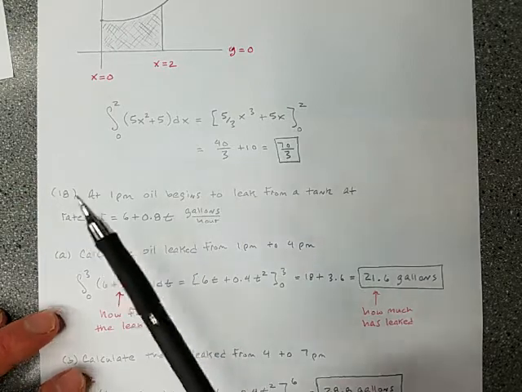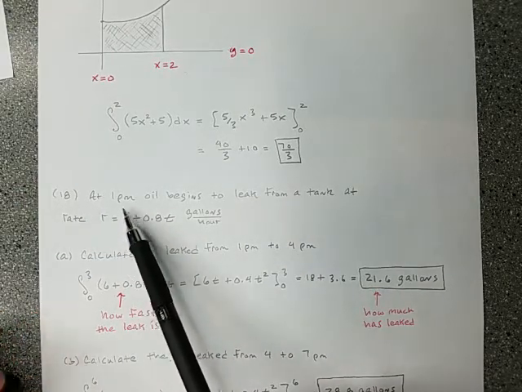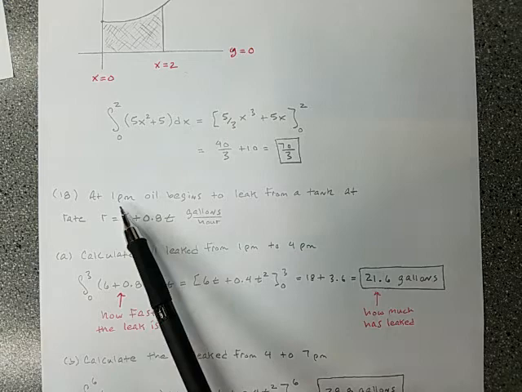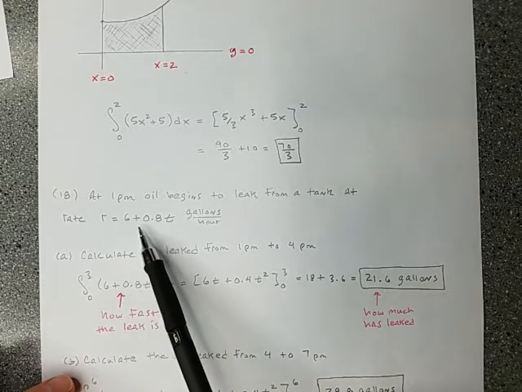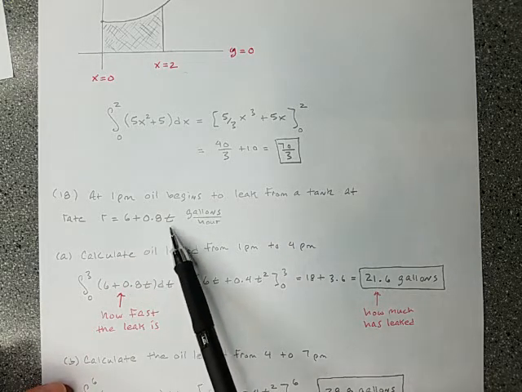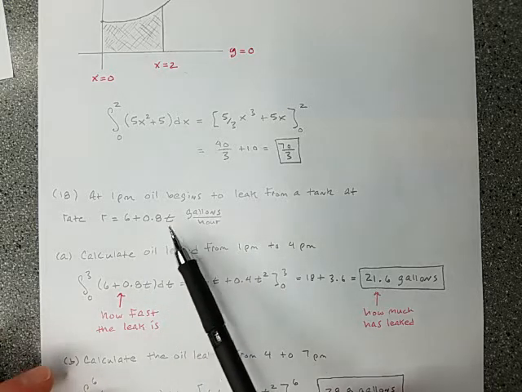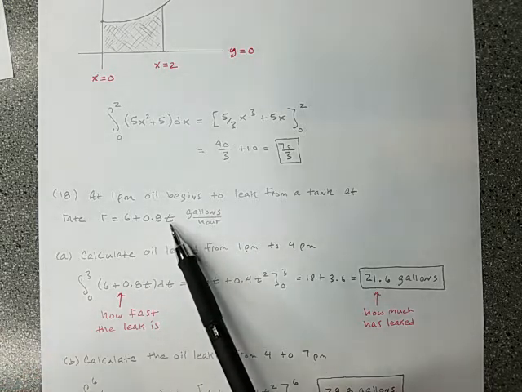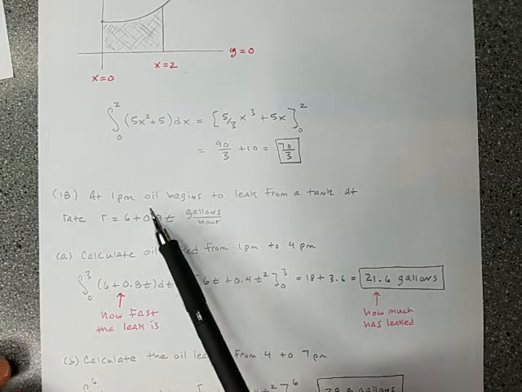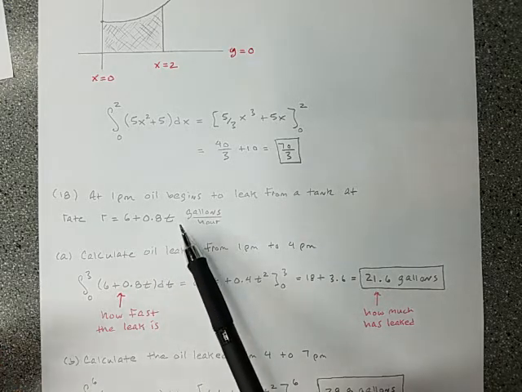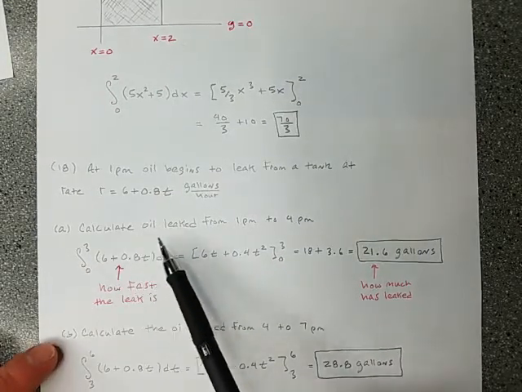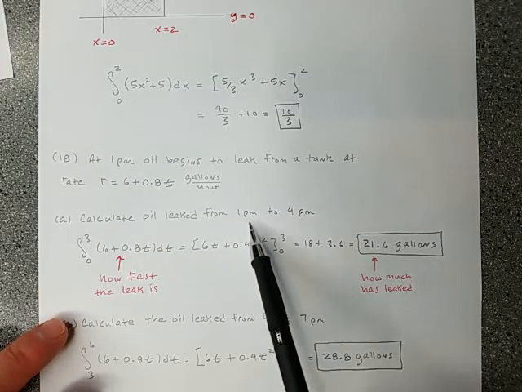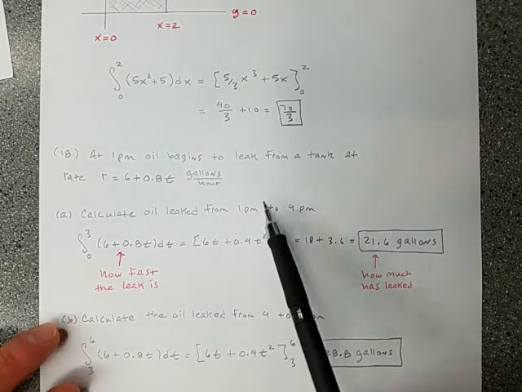Okay, 18. The way that this one's worded is it says at 1 p.m., and 1 p.m. is supposed to be the initial time or the start time, the time when t equals 0, oil begins to leak from a tank at a rate of R equals 6 plus 0.8t gallons per hour. So we understand this function as you tell me a moment in time, and this tells you how fast the oil is leaking out of the tank at that time. Okay, so it says calculate the oil leaked during the period of time from 1 p.m. to 4 p.m.